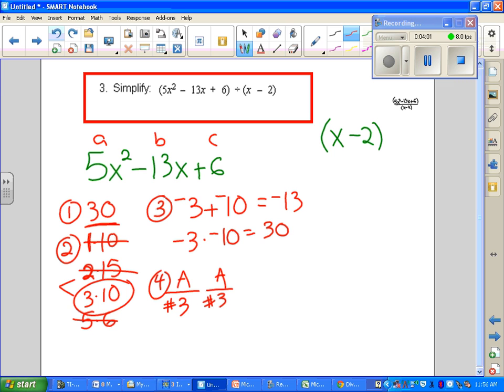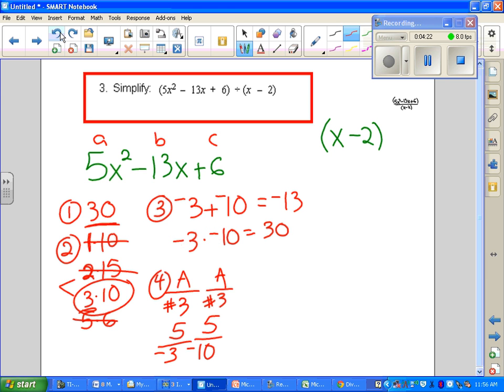a is 5. My first number from step 3 is 3. a is 5, and my second value is 10. You know what I forgot? They're negatives. That would make a big difference, wouldn't it? So don't mess that up.